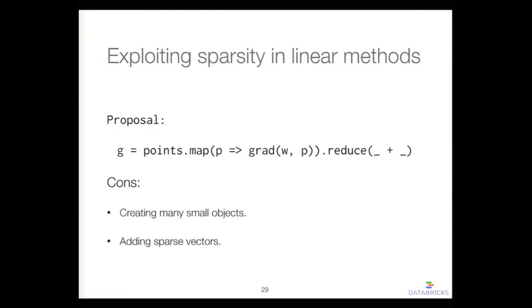But this is not good because first it creates a lot of small objects. It's temporary objects. For example, you compute the gradient, and the gradient will return a temporary vector. And now you sum up two vectors, and that gives you a new vector. It's a new object. And the other problem with this proposal is it will add up sparse vectors. That is not efficient because you need to modify the index array and the value array to reallocate memory to fit new data.